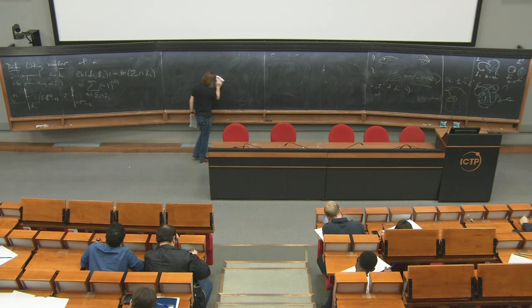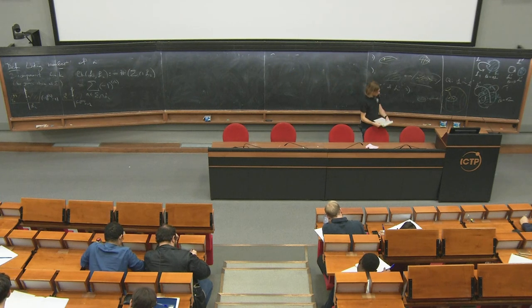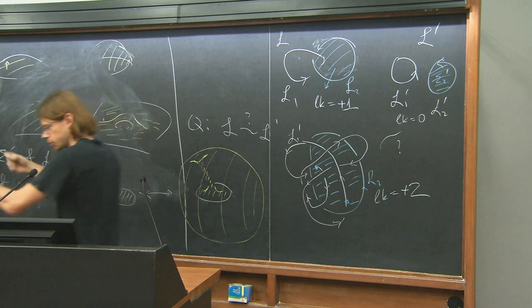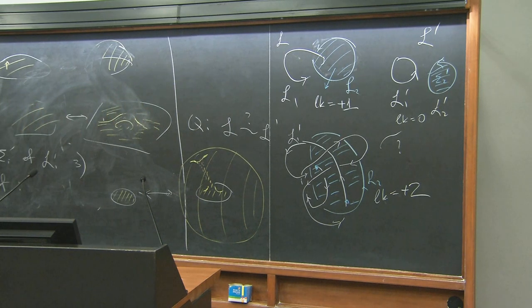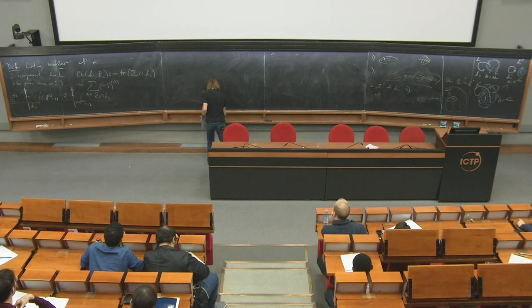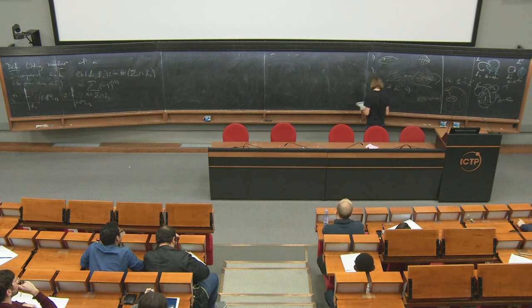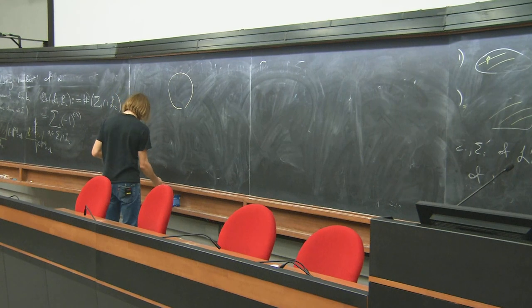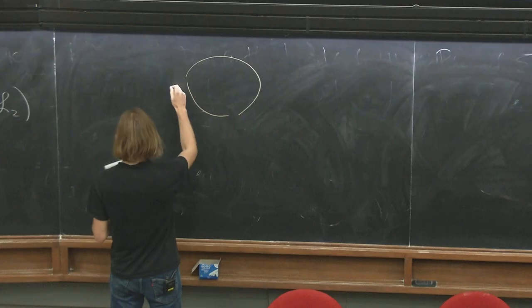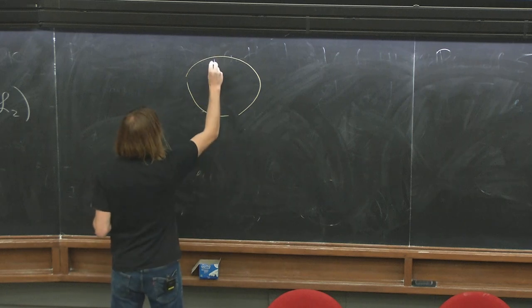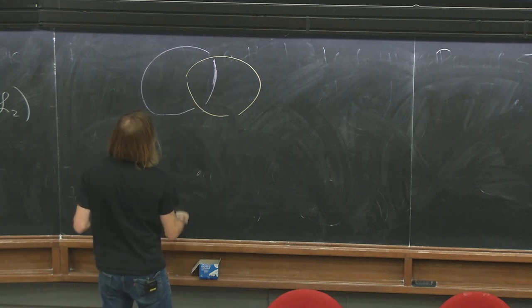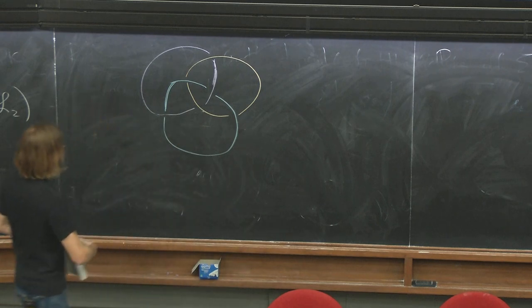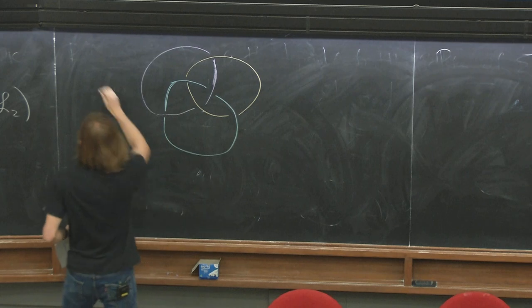So this was the basic invariant, which is defined for a two-component link, and is the simplest obstruction, which tells you that the components cannot be separated. So let me consider, suppose you have something like this. This is what is called Borromean rings.